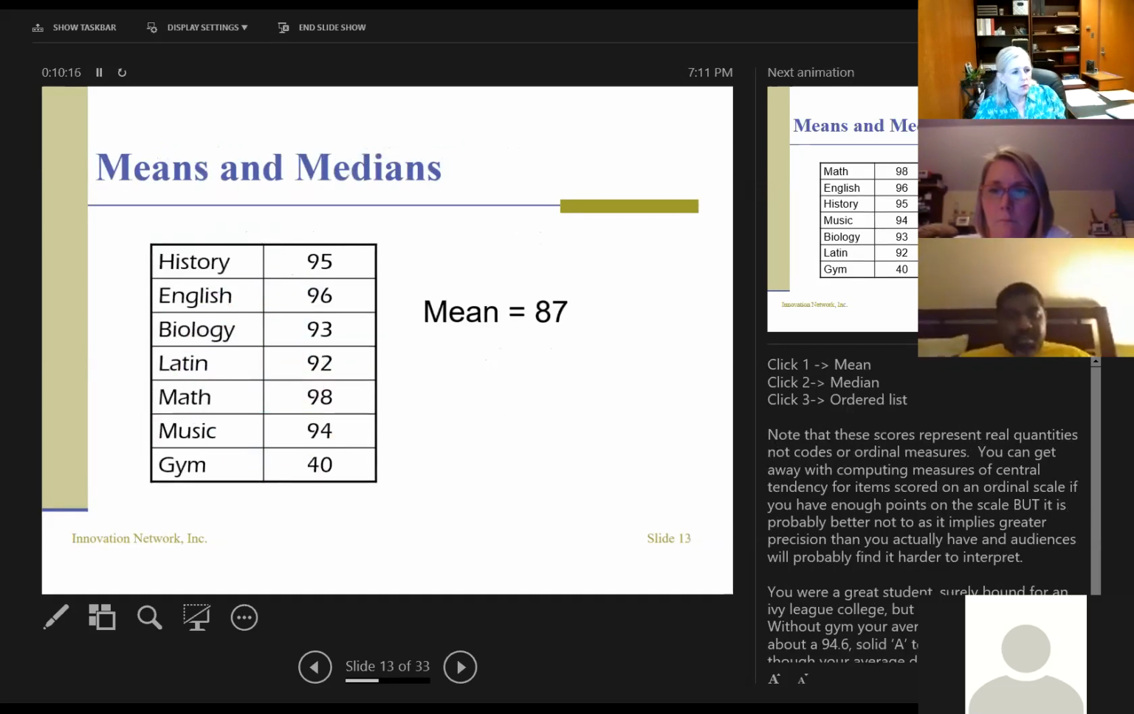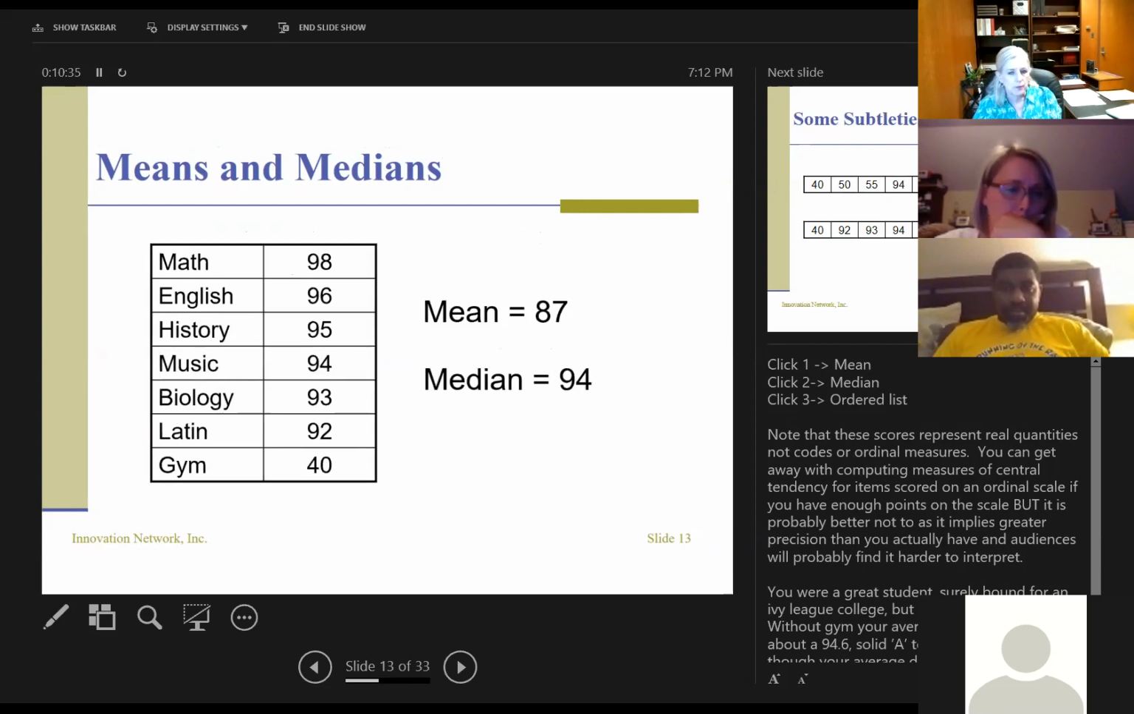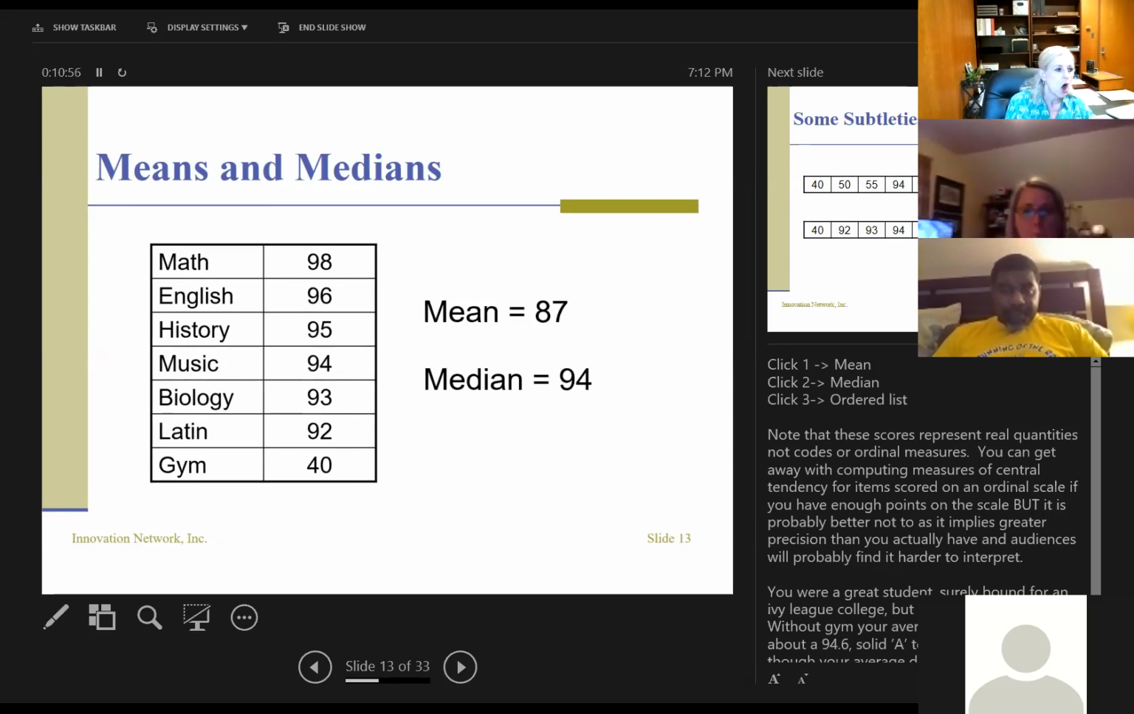Means and medians. Okay, so what is the difference? Mean is the average, okay? So if we added all these scores together, you'll see the mean is 87. What is the median? Okay, sorry. The median is 94. So if you looked at these scores and put them on a number line, there's a total of 7 scores. Your median score is the one that's right in the middle. So if I were to simply count this, I've got 7, so I have 1, 2, 3. Then I see 94. Then I have 93, 92, 40. The median is the middle point, okay?